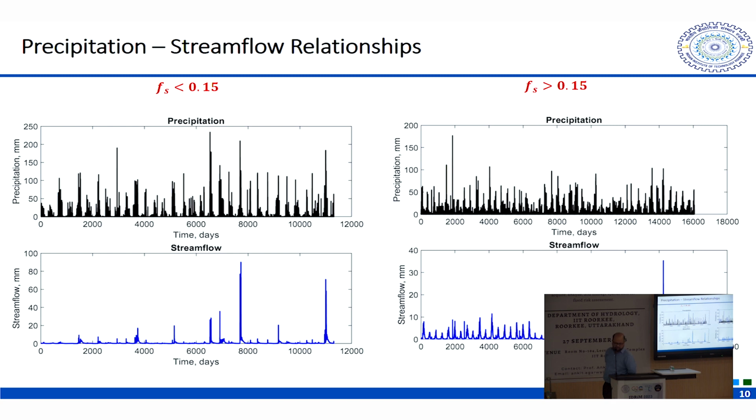So you can see that in these two cases the precipitation patterns almost look the same, but the stream flow patterns are different, because the drivers responsible for stream flow generation are different in the low snow catchment and the high snow catchment. And we will try to recover this. We will try to understand these differences in processes through Granger causality.